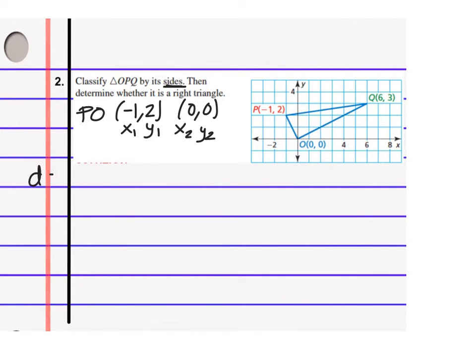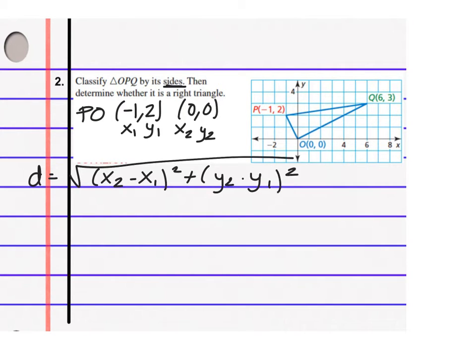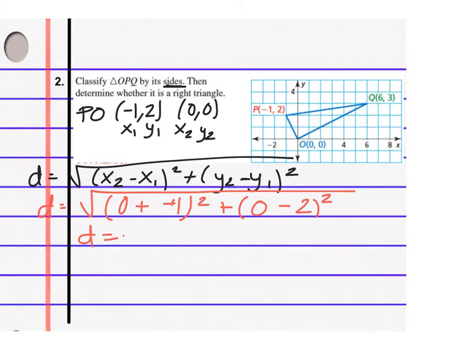And to remind you from chapter 1, here is the distance formula. x2 minus x1, y2 minus y1 squared. So I'm going to plug in my numbers. x2 is 0. x1 is -1. Since I'm subtracting a -1, they both change to addition. y2 is also 0. y1 is 2. And I'm going to keep going and I'm going to simplify.